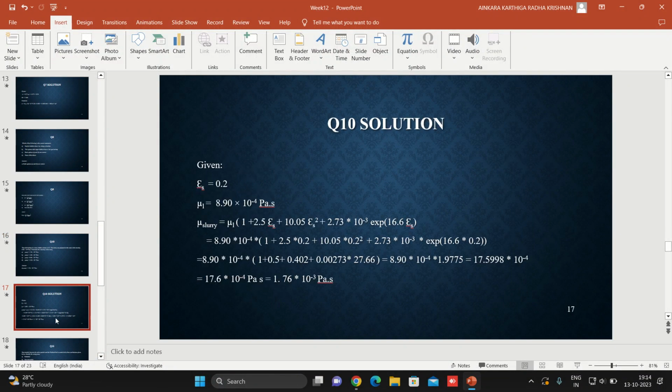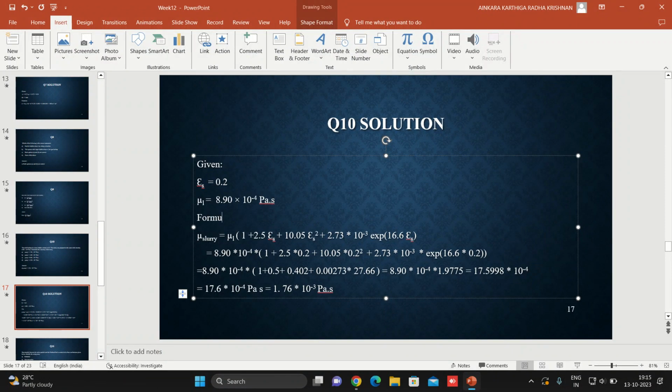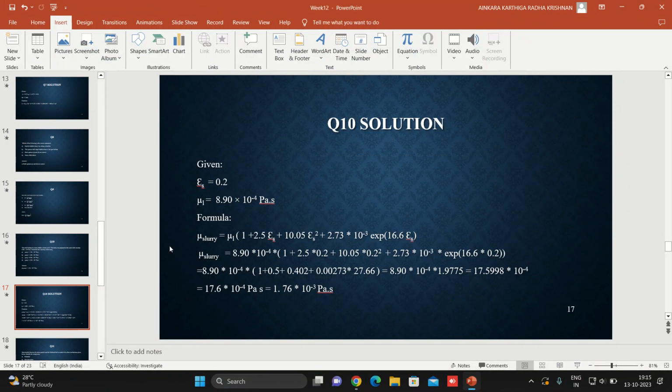So what have we done in this particular problem? We are given the solid hold up, which is 0.2, and the liquid viscosity, which is 8.90 into 10 power minus 3 Pascal second. So we are asked to calculate the slurry viscosity. For slurry viscosity, we are using the given formula where mu slurry is equal to mu L into 1.1 plus 2.5 into epsilon s plus 10.05 into epsilon s square plus 2.73 into 10 power minus 3 exponential of 16.6 into epsilon s. So we know all the values because this is a very simple problem, in the sense we are having only two variables, which is solid hold up epsilon s and the pure liquid viscosity, which is nothing but water here. So on substituting all these values in the formula, we are getting the answer is 1.76 into 10 power minus 3 Pascal second. So formula is this. That's all for this question.